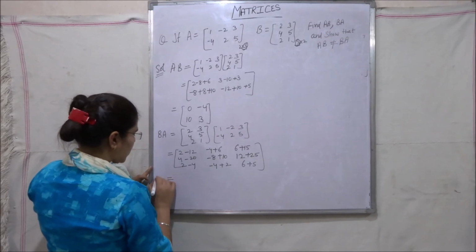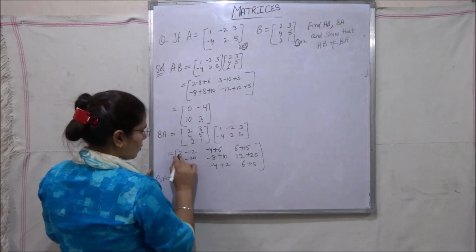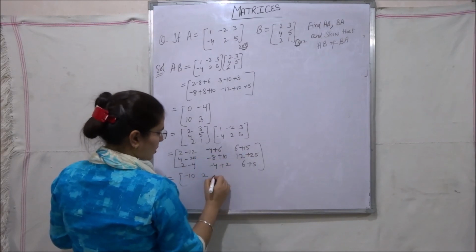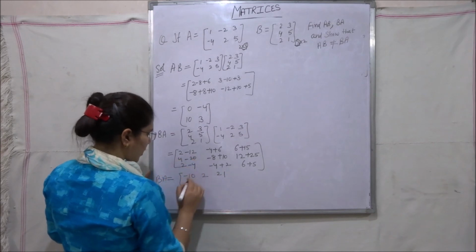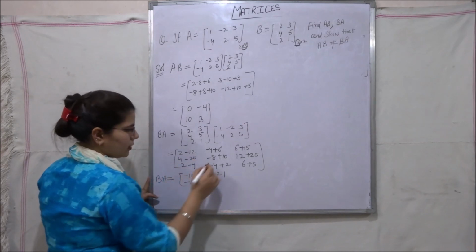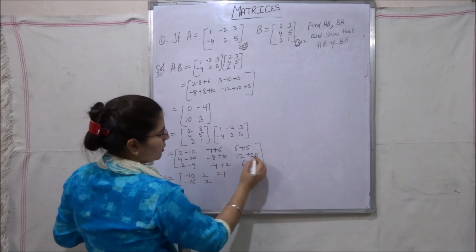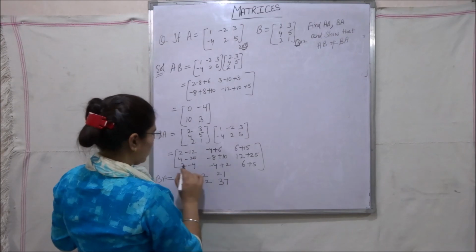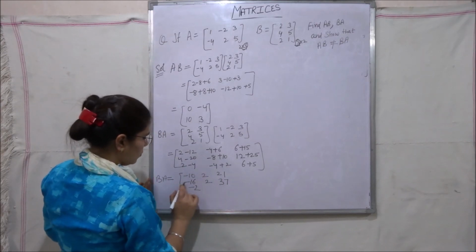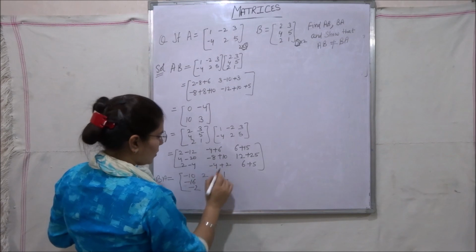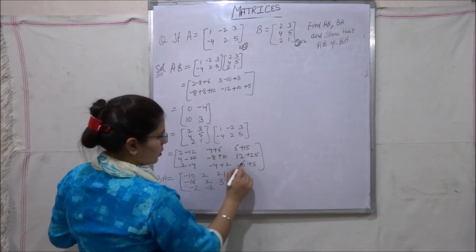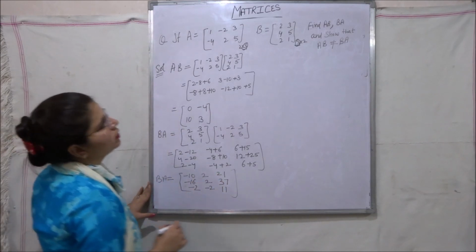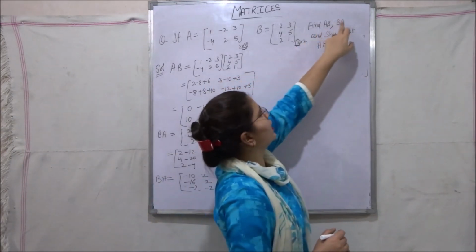So BA will be minus 10, 2, 15 plus 6, 21, 4 minus 20, minus 16, 2, 25 plus 12, 5 plus 2, 7, 2 plus 1, 3, 2 minus 4, minus 2, minus 4 plus 2, minus 2, 6 plus 5, 11. Now we have found the values of AB and BA.